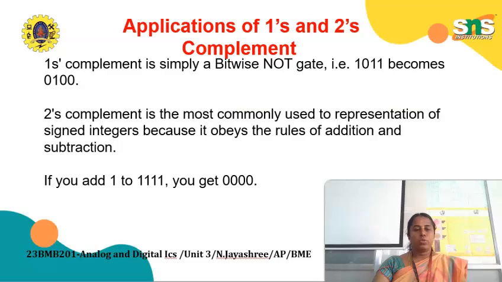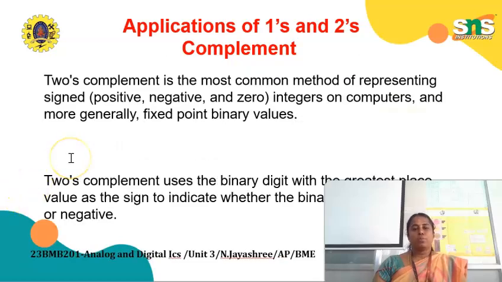Next, twos complement is the most common method of representing positive, negative and zero integers on computers, and more generally fixed point binary values. Twos complement uses the binary digit in the most significant place to indicate whether the binary number is positive or negative. That's all about ones complement and twos complement numbers.